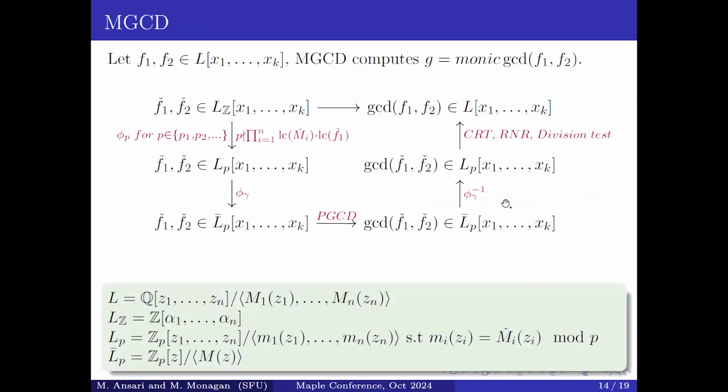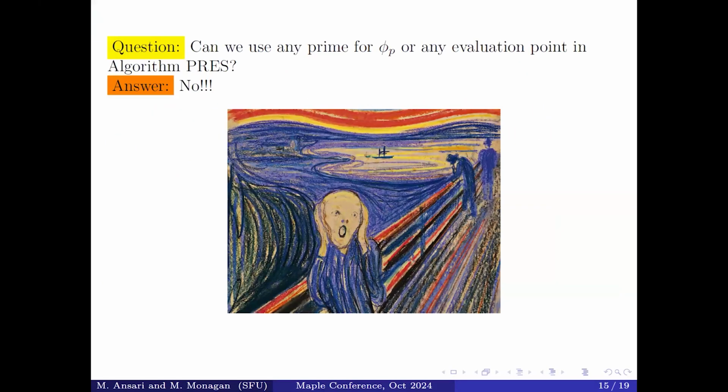Here is our MGCD algorithm. Again, we use the same procedure as our MRES algorithm. However, here PGCD computes the monic GCD of F1 and F2. And again, PGCD uses evaluation and dense interpolation to do that. The question is, can we use any prime for phi p? No. Can we use any evaluation point for PGCD? Unfortunately, no. And I am not going to talk about them because of the time limit.